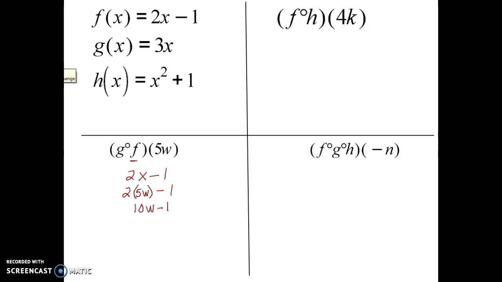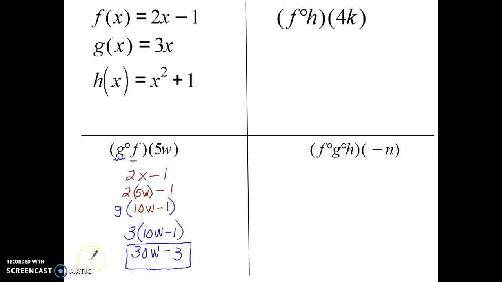So my next step would be to take that binomial and put it into my g function. And my g function says I need to do 3 times x. In this case, instead of x, I'm going to replace it with that binomial. And once again, I can simplify that. And my final expression would be 30w minus 3. Since I started with a variable, when I evaluate, I still might have that variable within my answer.